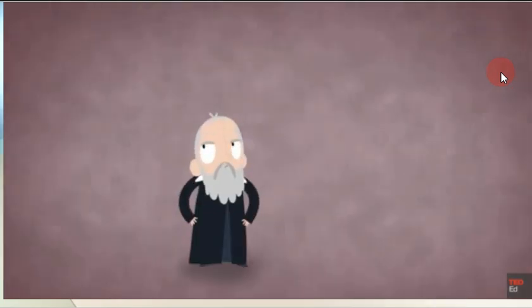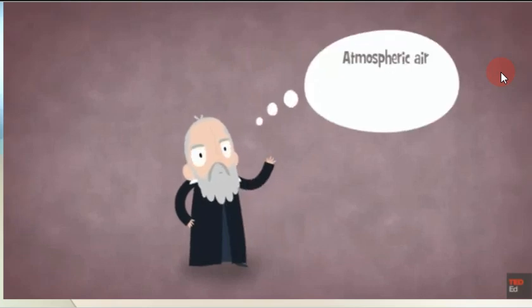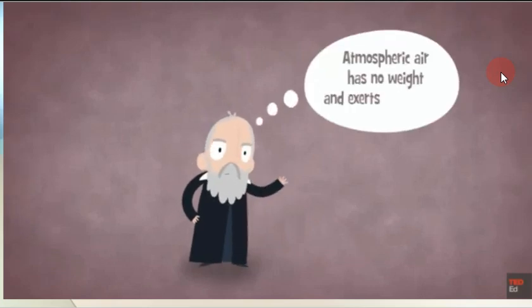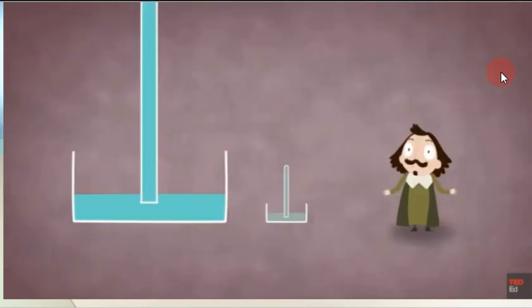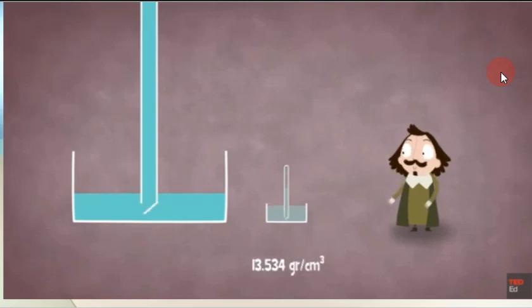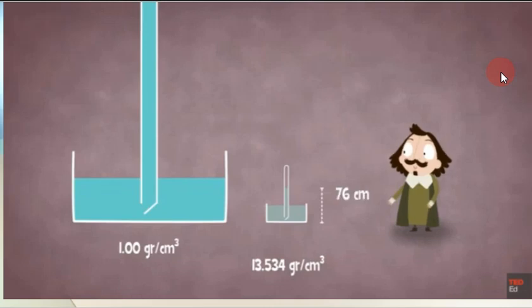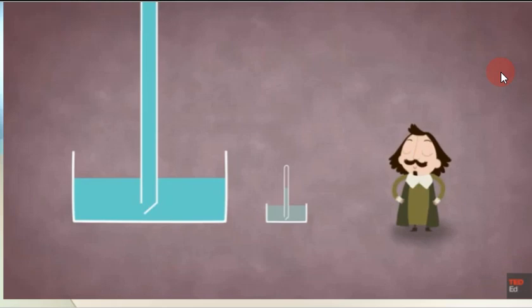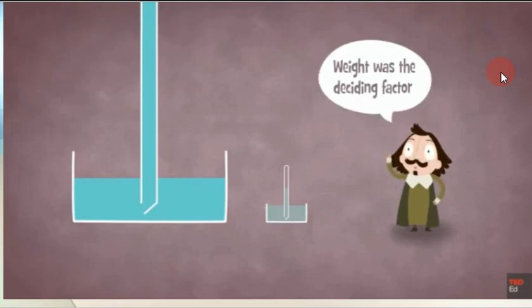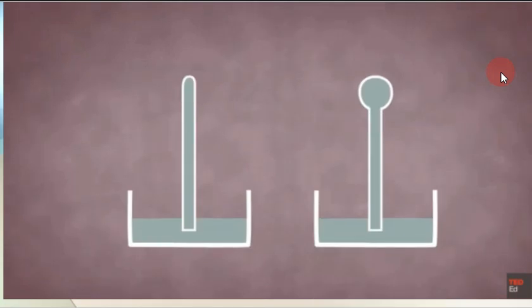This idea was not easily accepted, as Galileo and others had traditionally thought that atmospheric air has no weight and exerts no pressure. Torricelli decided to repeat Berti's experiment with mercury instead of water. Because mercury was denser, it fell farther than the water, and the mercury column stood only about 76 centimeters tall. Not only did this allow Torricelli to make the instrument much more compact, it supported his idea that weight was the deciding factor.